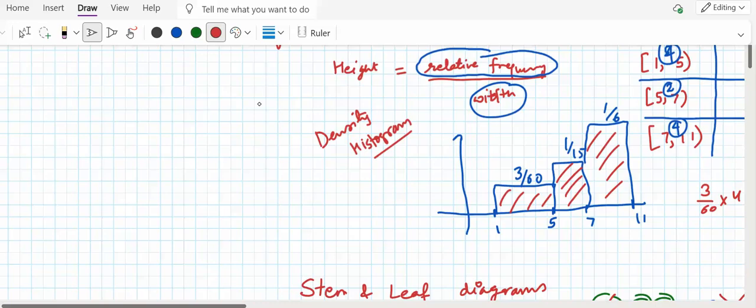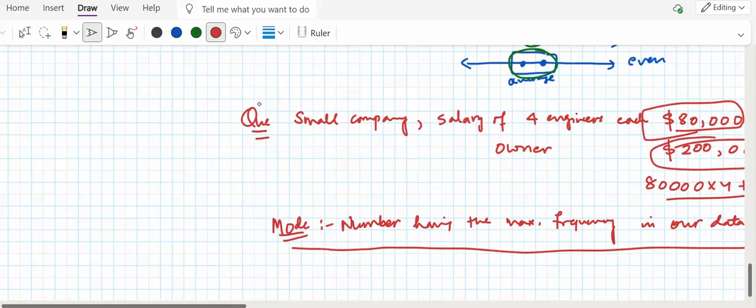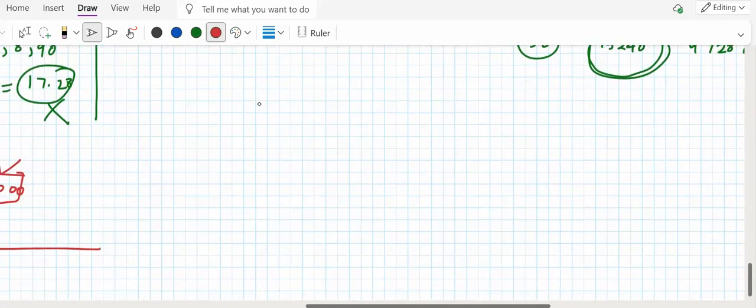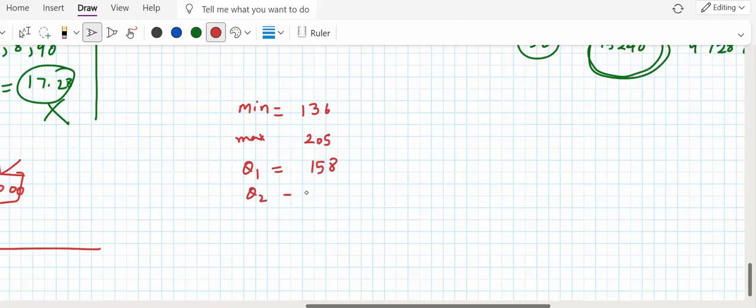Okay, let us do it here. So for that data set, the minimum was 136, the maximum was 205, and then you have Q1 as 158, then you had Q2 as 166, then you had Q3 as 181.